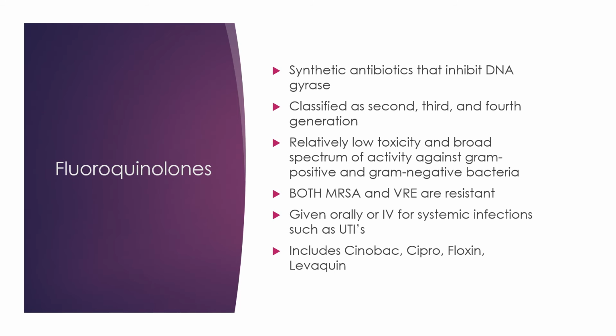They have a relatively low toxicity and a broad spectrum of activity, which means they are active against gram-positive and gram-negative both. Both MRSA and VRE are resistant to these. They're given orally or IV for systemic infections such as UTIs. And some of the common names that you might hear for these are Cipro, Floxin, and Levaquin.